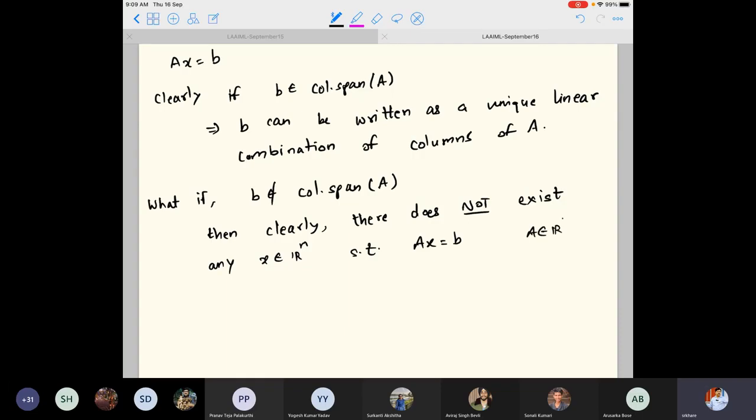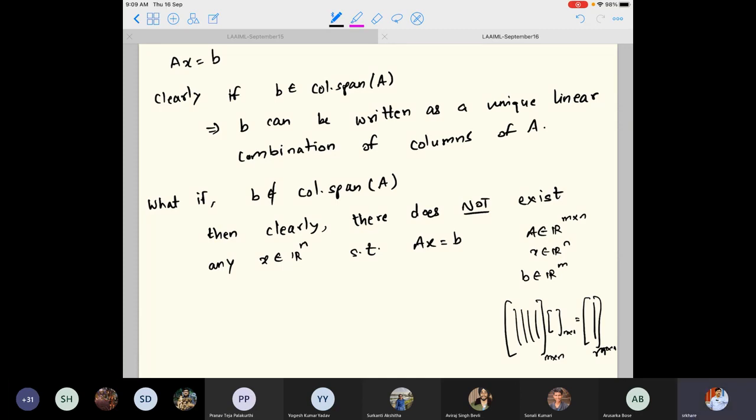So A is Rm by n, X will be in Rn and B is in Rm, right? So that is the condition that we are taking. So it's an m by n matrix. So this is the situation we are in. These are the columns of A, and this vector B is not in the linear span of columns of A, then there will not exist a linear combination, or there will not exist a solution X such that Ax is equal to B.